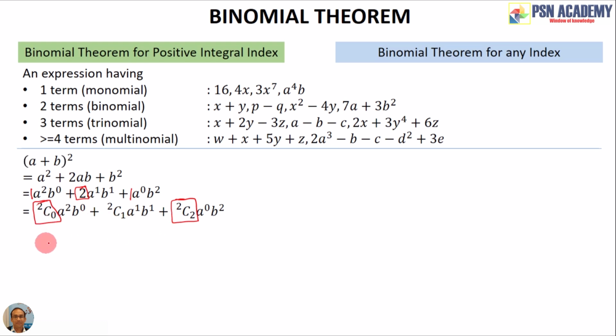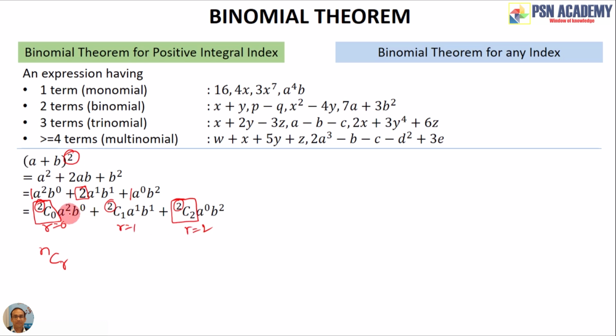Start with the combination, nCr. This is the form. Now it is taking the value of n every time from this power. So here is 2, here is 2, and here is 2. That's fine. Now here you see that r is 0, here r is 1 and here r is 2. That means the value of r is starting from 0 and moving towards 2.